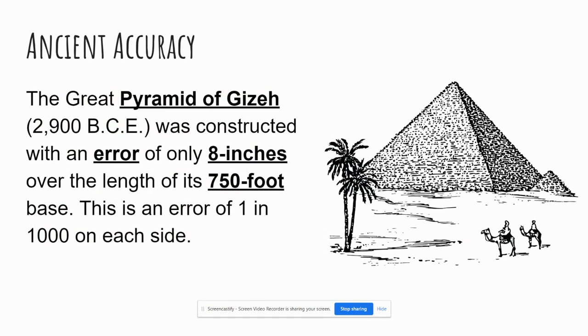Ancient accuracy. The Great Pyramid of Giza, built around 2900 before the Common Era, was constructed with an error of only 8 inches over its length. There is an error of only 1 in 1,000 on each side.